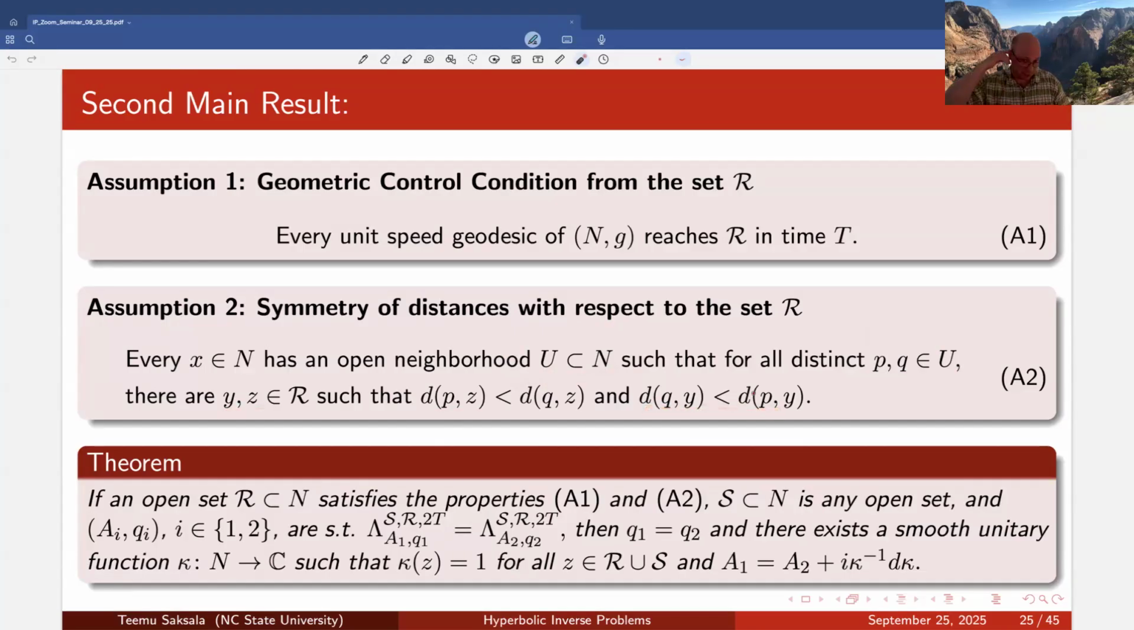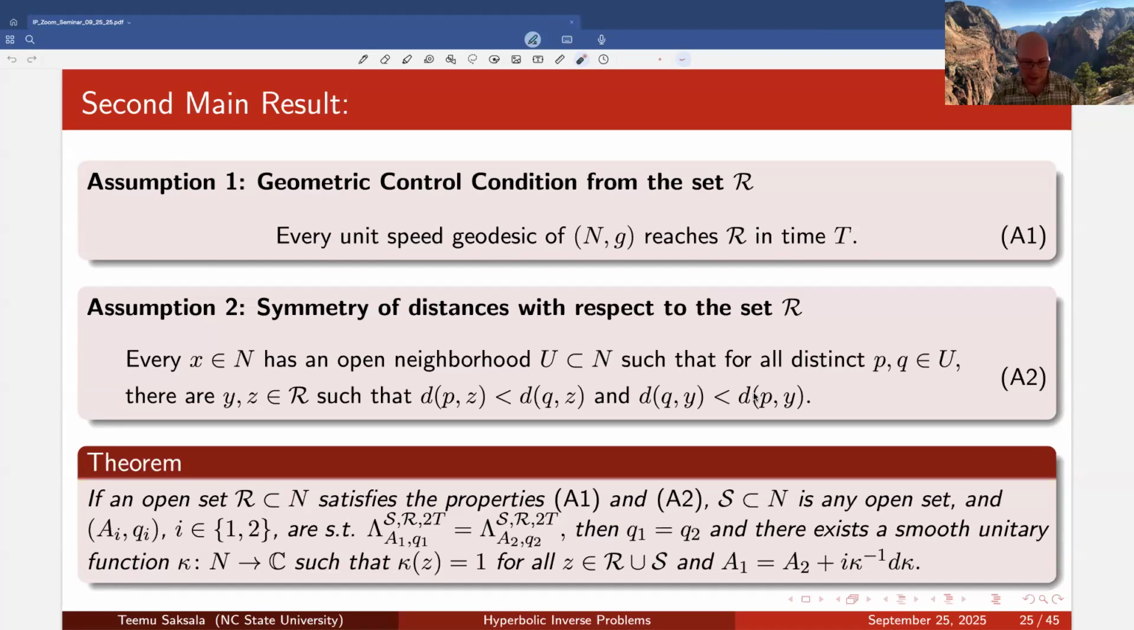So if you think about when this situation could be true, if the complement of R would be contained in a convex set, then you just connect P and Q by a line connecting them, and then one endpoint of that line would give you Y, and the other endpoint would give you Z. So something like this type of condition.